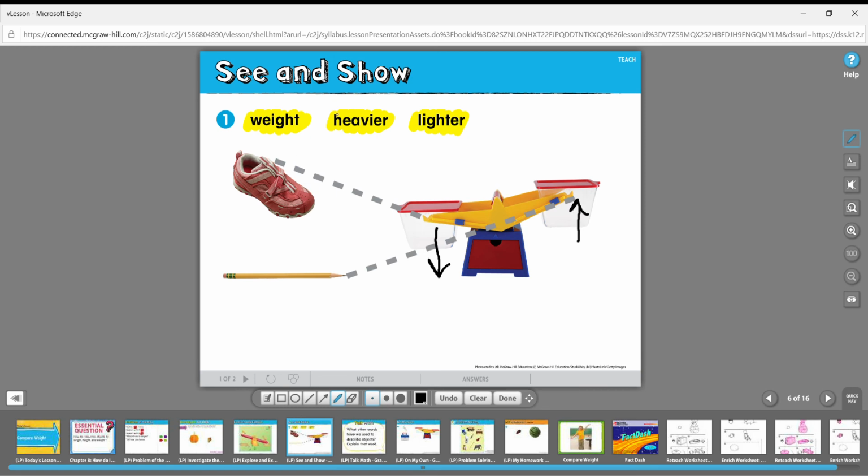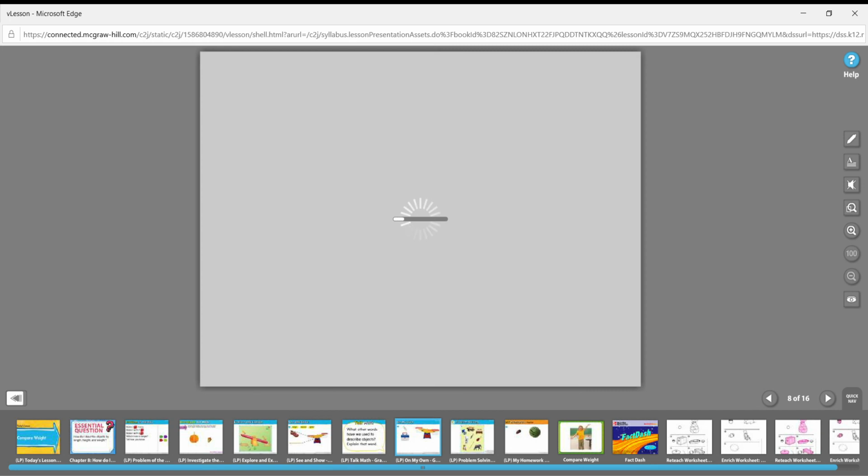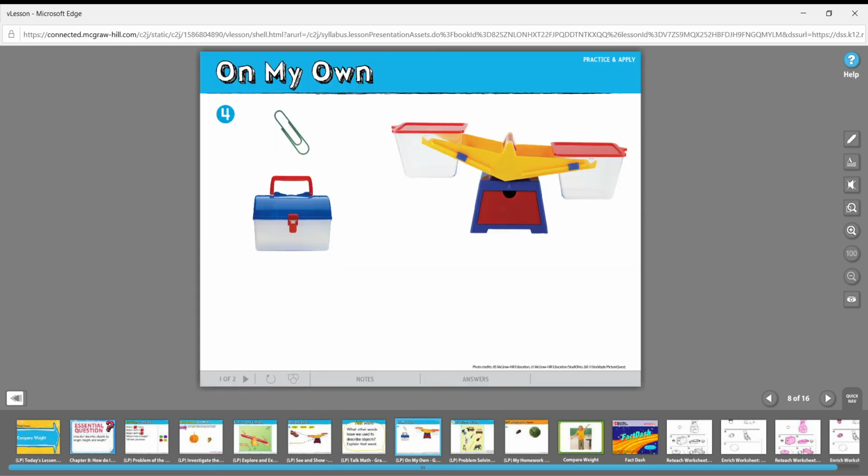So now over here, heavier. Which of these things is heavier, the shoe or the pencil? Yep, I agree. The shoe is heavier, so it goes on the side that is pointing down. So that means that the pencil is lighter, so it goes on the side that is pointing up. Heavier, lighter. All right, now let's go on to the next page. On my own.